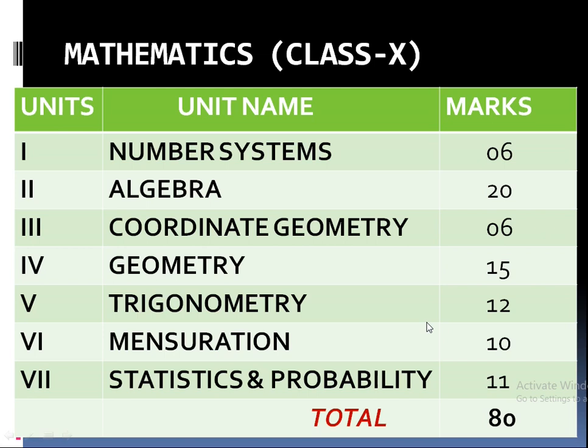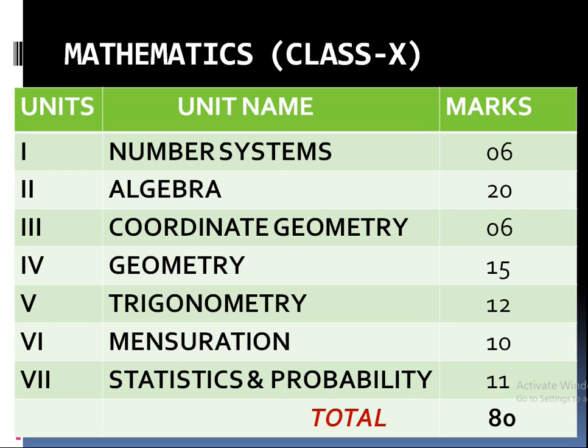In class 10 mathematics there are 7 units. First unit is number system. In this unit there are only 6 marks. Second unit is algebra. In this unit you can score maximum 20 marks.